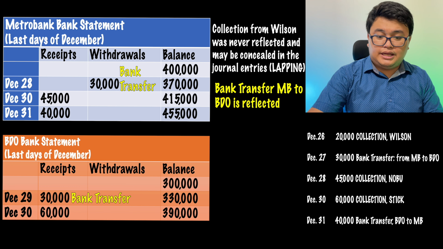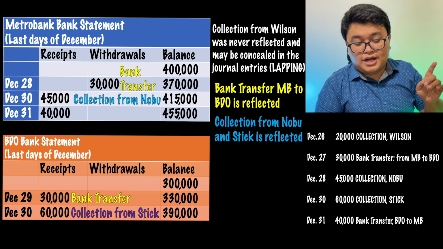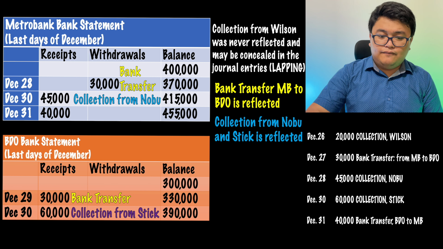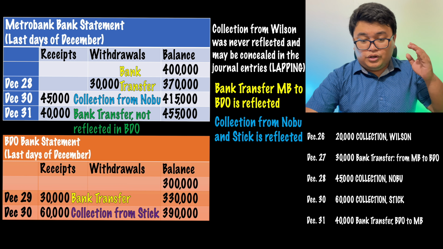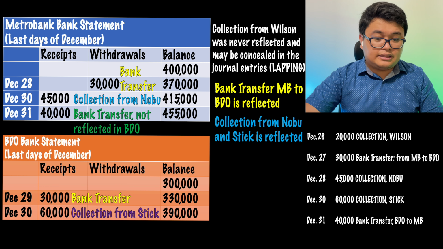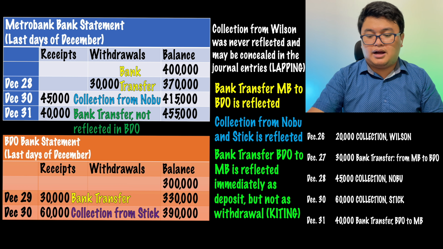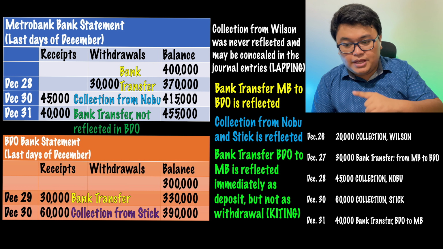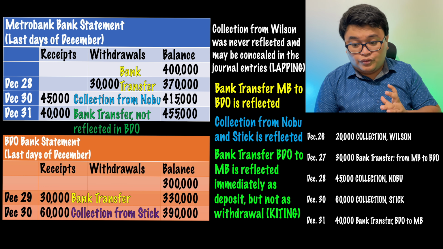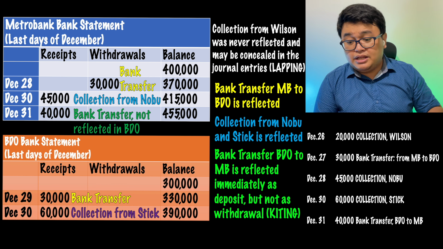The next transaction refers to the collection from Nobu as well as the collection from Stick. The collection from Nobu was deposited to Metrobank while the collection from Stick was deposited in our BDO bank statement. So that's properly accounted for. However, the last withdrawal of 40,000 was not recorded against BDO, but a deposit is recorded in our Metrobank. So this bank transfer that was not recorded as a withdrawal, but recorded as a receipt in another bank account, is a red flag or a possibility that there may be kiting. Take note that there are no conclusions here until further evidence is gathered. It's external evidence that is gathered to conclude whether such errors are due to fraud or misstatements. But it is a possibility indeed that there is kiting.